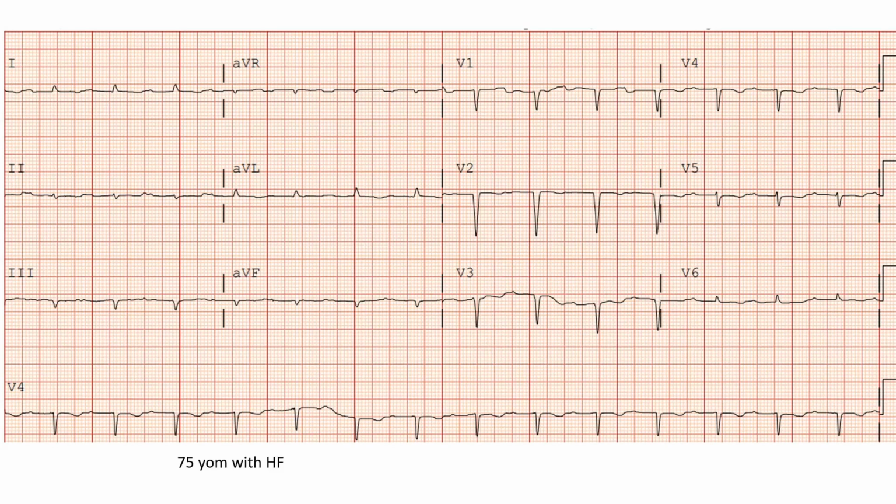This is a 75-year-old man with heart failure. What are the findings on this EKG? So you have inferior and anterior infarct, yes. So what's the diagnosis in this patient?